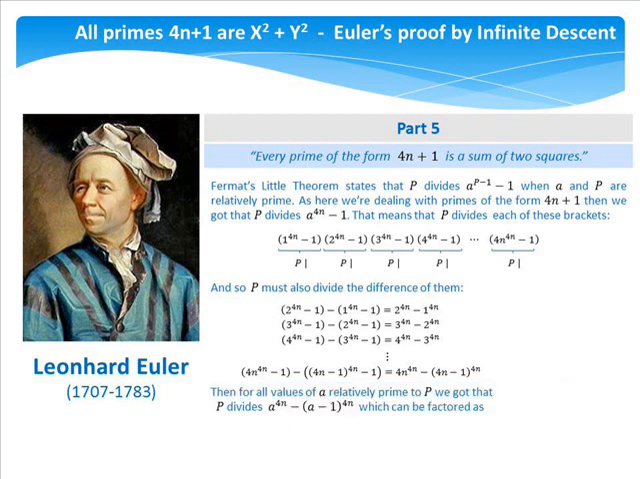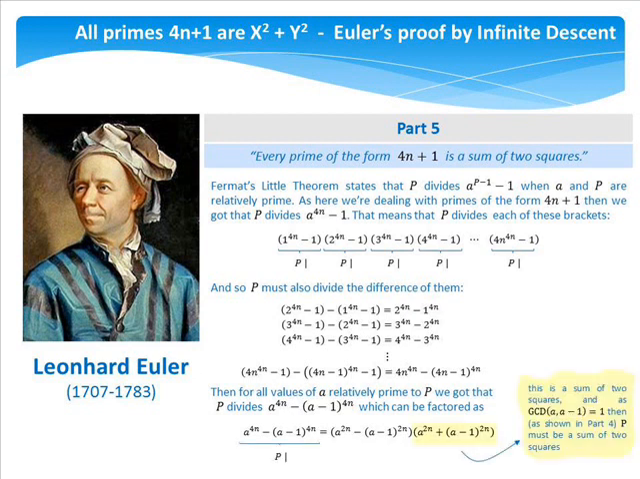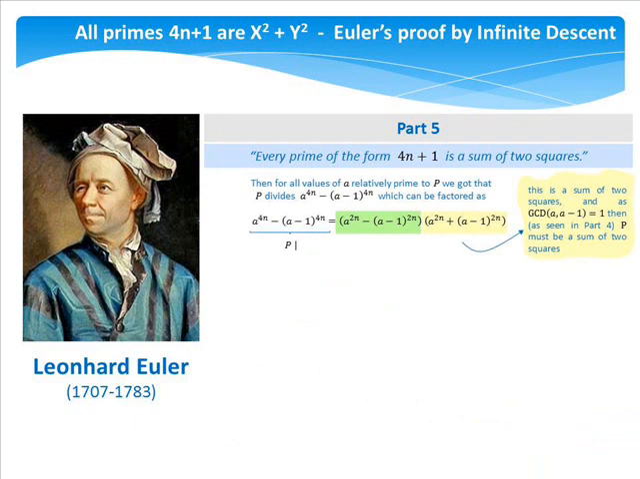Then, for all values of a relatively prime to p, we got that p divides a raised to 4 times n, minus a minus 1 raised to 4 times n, which can be factored as the product of a raised to 2 times n, minus a minus 1 raised to 2 times n, times a raised to 2 times n, plus a minus 1 raised to 2 times n. The second bracket is a sum of two squares, and as the greatest common divisor of a and a minus 1 is 1, then, as shown in part 4, p must also be a sum of two squares. Thus, it remains to prove that p does not divide a raised to 2 times n, minus a minus 1 raised to 2 times n.